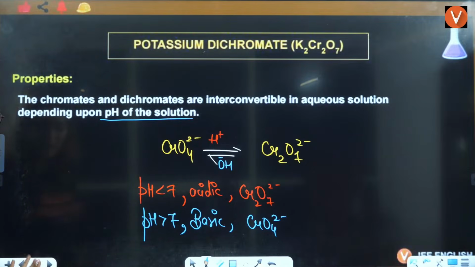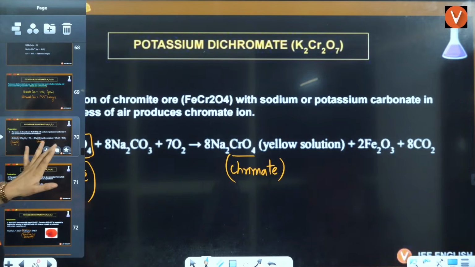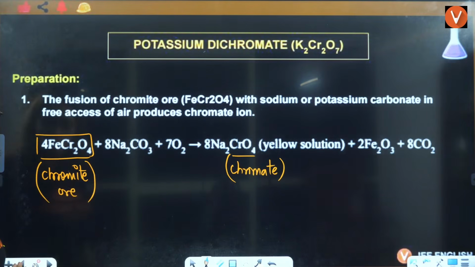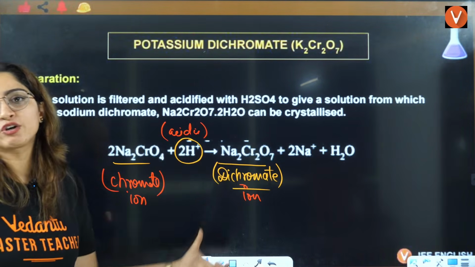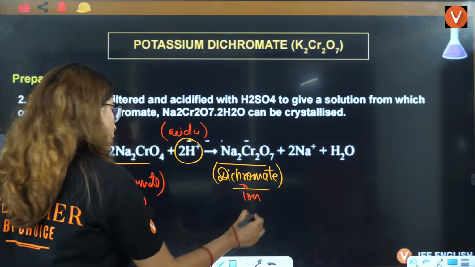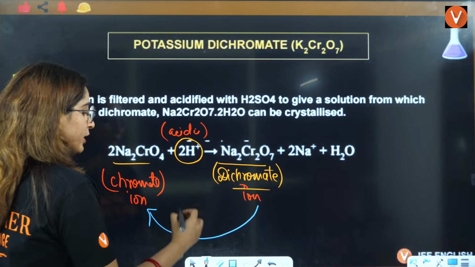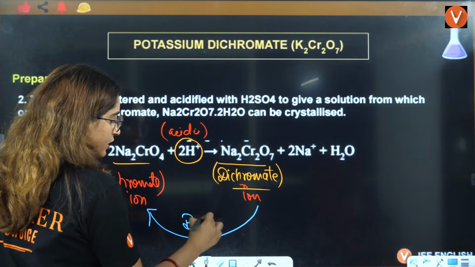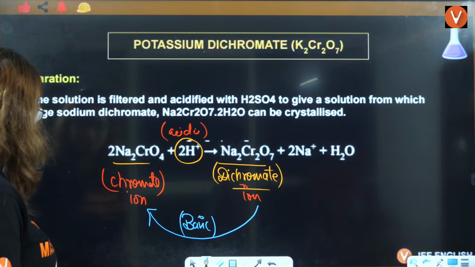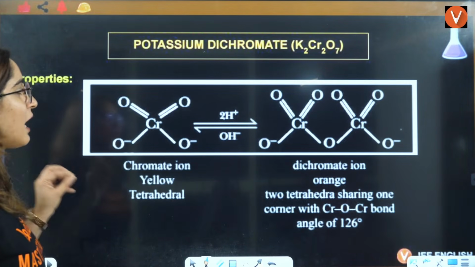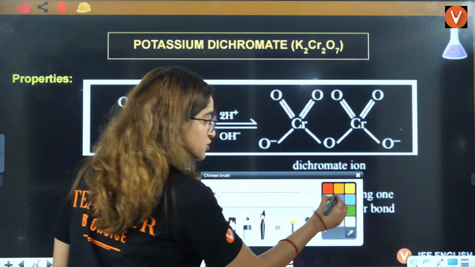That is the reason, again I am saying, to convert chromate to dichromate, you add acid. So if you want to convert dichromate to chromate, give it basic condition, it will be converted, right? Okay, understood? Now let's see the structures here.